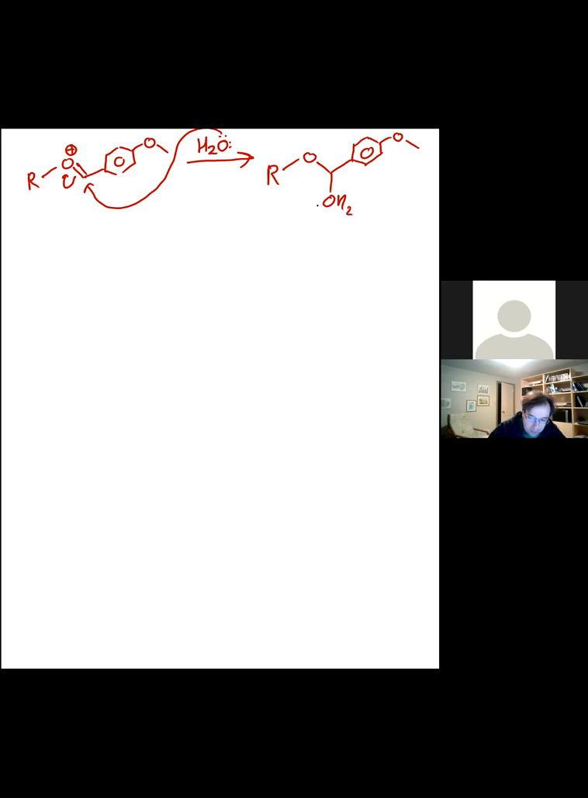So, H2O plus, we swap a proton around. And it's unsurprising, then, what we do is we release our alcohol. And we generate the aldehyde of that para-methoxy group.